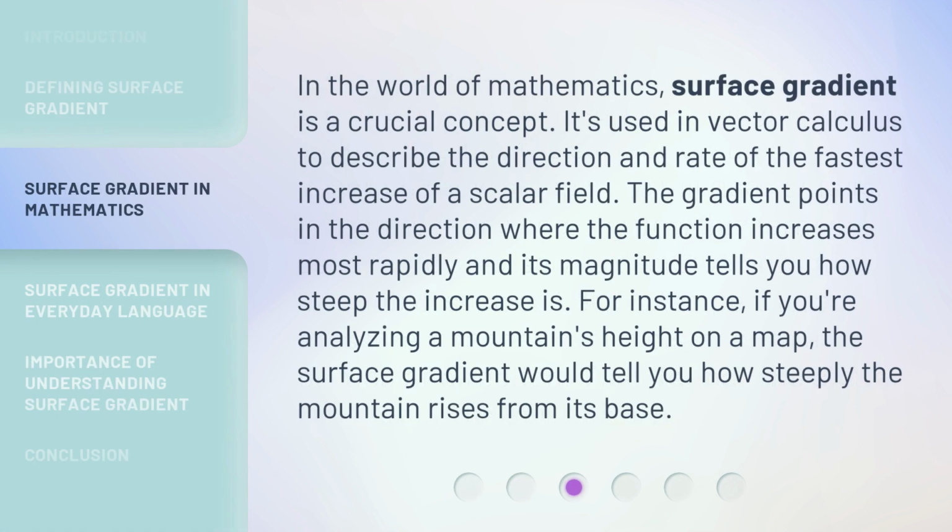In the world of mathematics, surface gradient is a crucial concept. It's used in vector calculus to describe the direction and rate of the fastest increase of a scalar field. The gradient points in the direction where the function increases most rapidly, and its magnitude tells you how steep the increase is. For instance, if you're analyzing a mountain's height on a map, the surface gradient would tell you how steeply the mountain rises from its base.